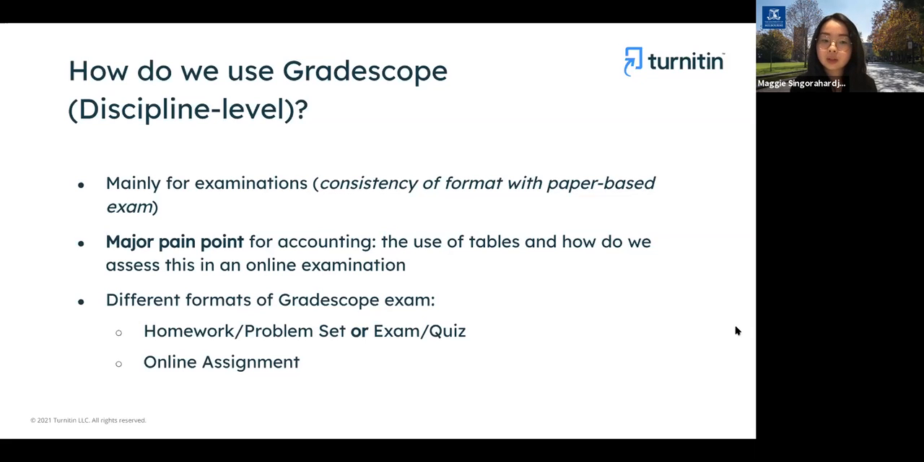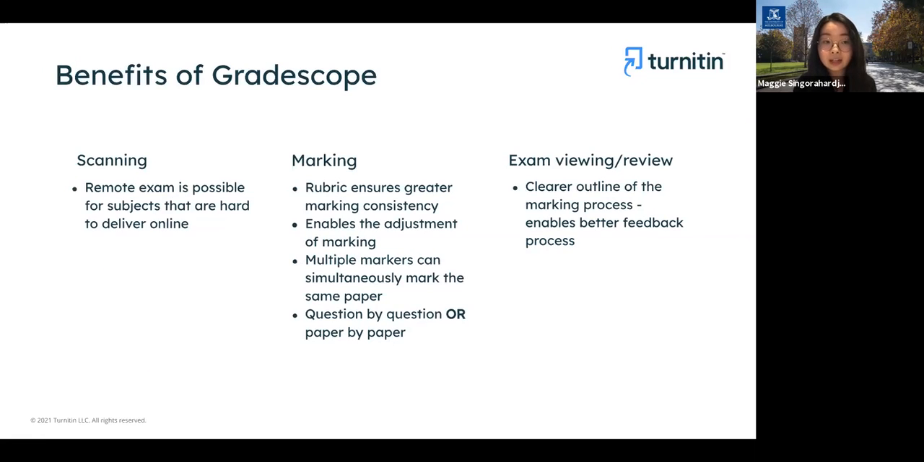The different formats of Gradescope that we generally use within the accounting subjects are basically the homework problem set or the exam and quiz, which enables the scanning and upload of the answers, as well as the online assignment, which we use in our subject, where students type their written answer directly into Gradescope. So in the next few slides, we'll show a few examples of that.